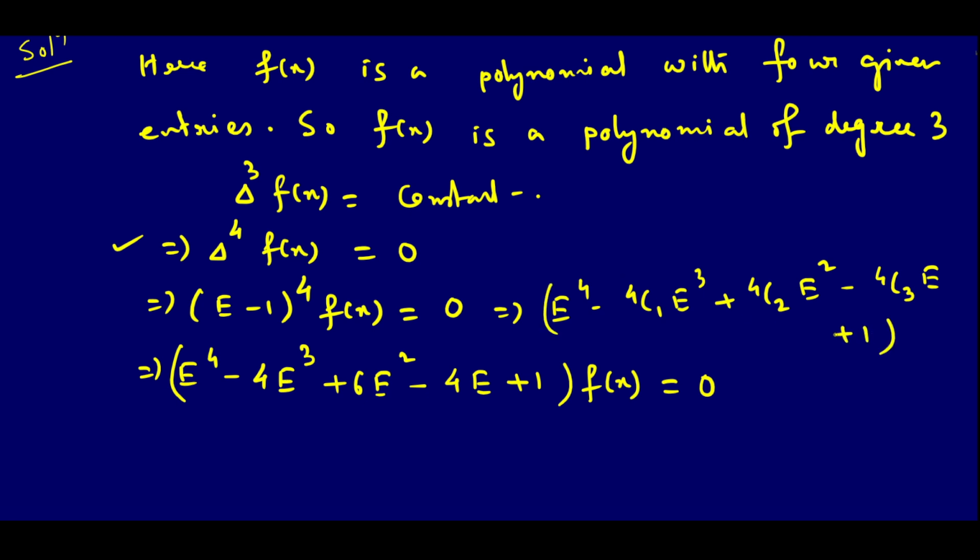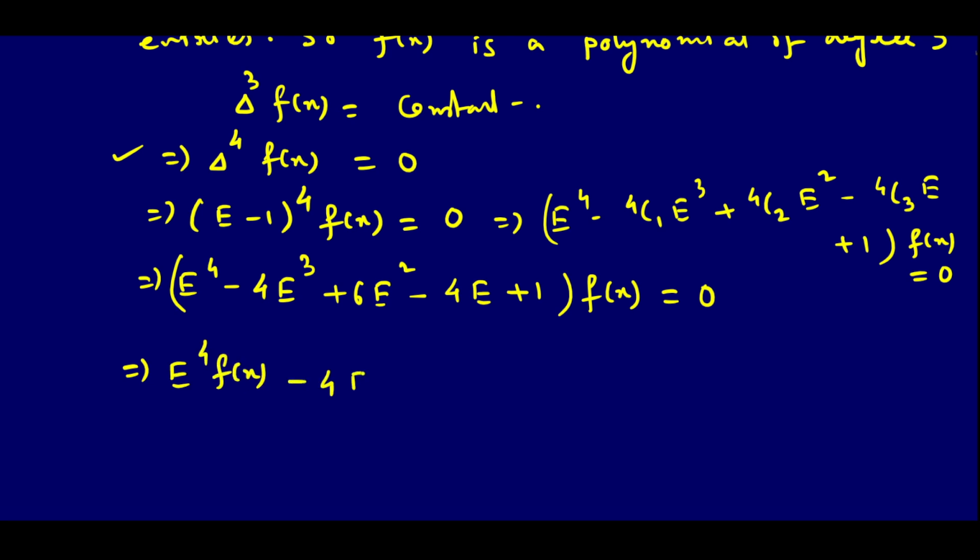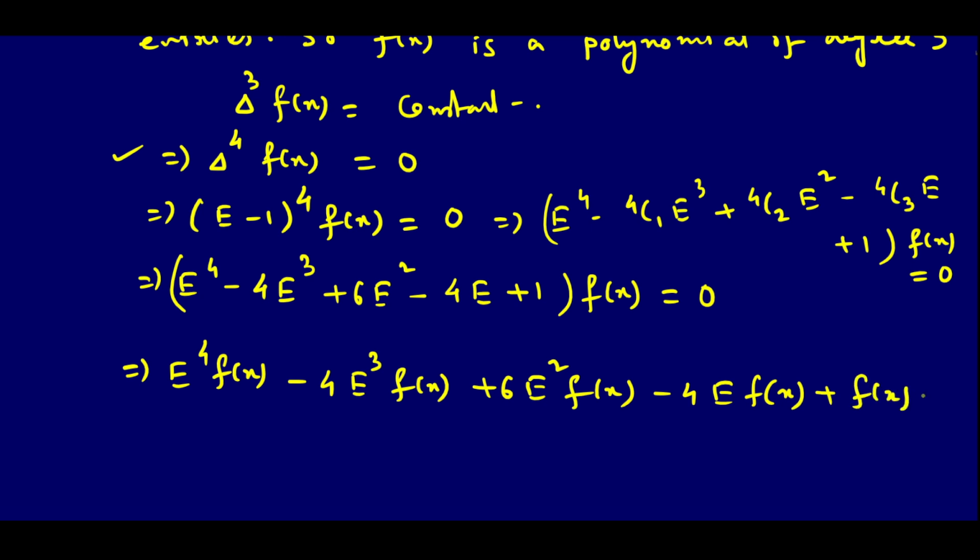Like this also you can expand. But I'll suggest you use binomial coefficients, meaning Pascal's triangle, then in one line you can deduce it. Okay, now let us split it: E to the power 4 f of x, 4 E cube f of x plus 6 E square f of x, 4 E f of x, and then finally f of x equals 0. When this line is clear to all of you, later you can skip this particular line.